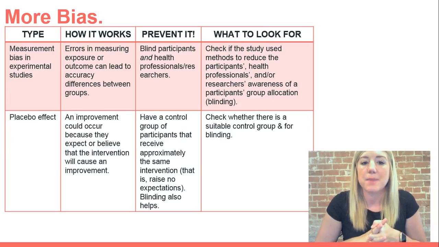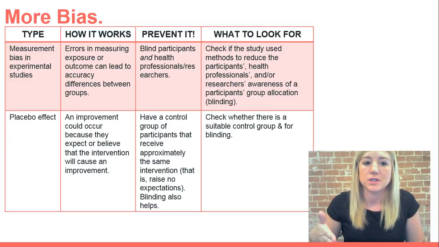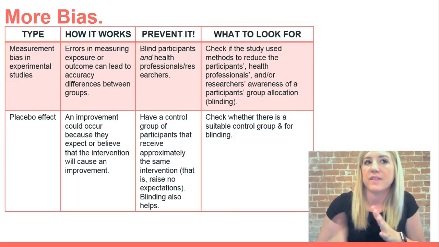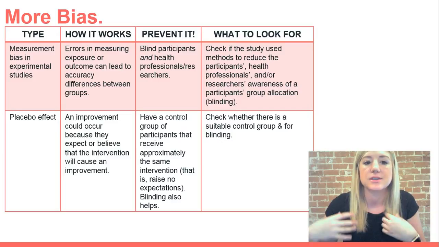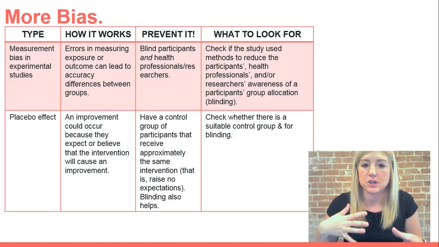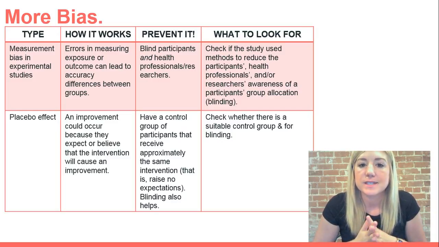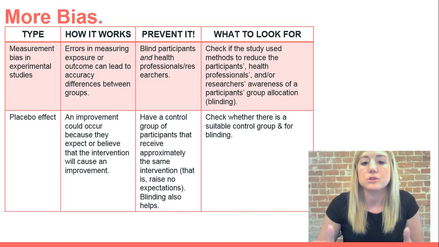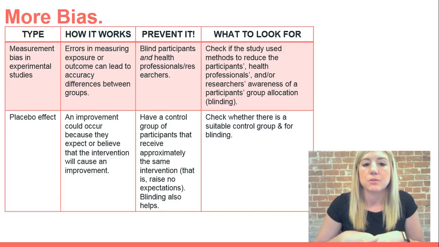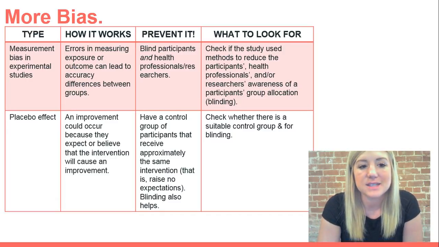The next is a type of measurement bias in experimental studies. So errors in measuring or exposure can lead to differences. To prevent this, you can blind participants or the health professionals, researchers, and look if the study used methods to reduce participants and their awareness of the group. So blinding, again, can help with this one, as with a lot of bias.